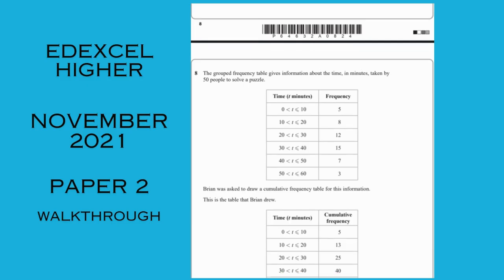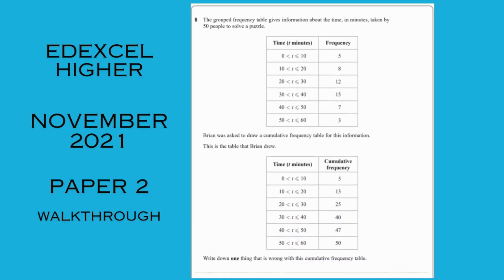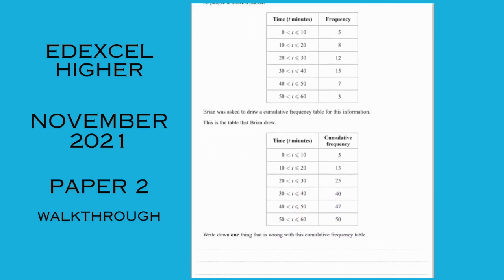Number 8, I always cheat on cumulative frequency and when I'm asked to draw them, but this one's not one of them. Write down one thing. I'm afraid, Brian, it's your groups that are wrong. I've written on my worked answers, the first group, because it's cumulative, it requires the data to go from 0 up to 20, not 10 to 20.